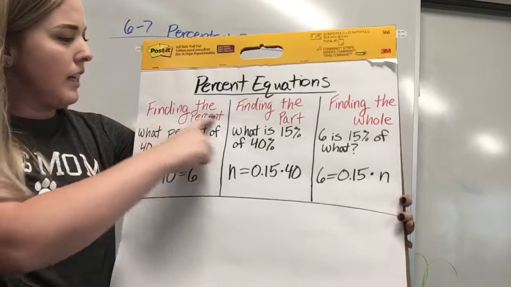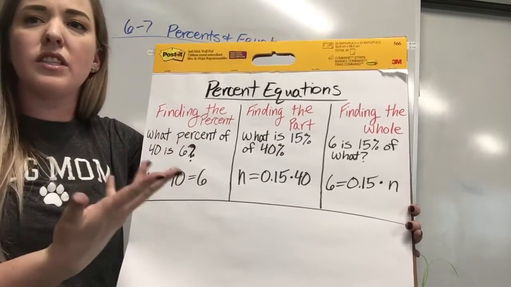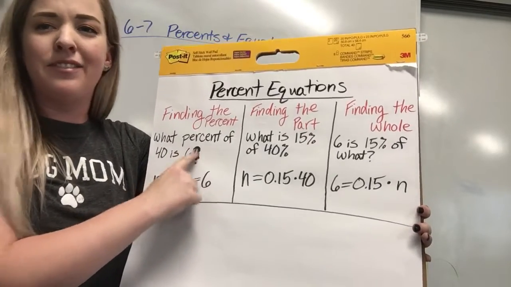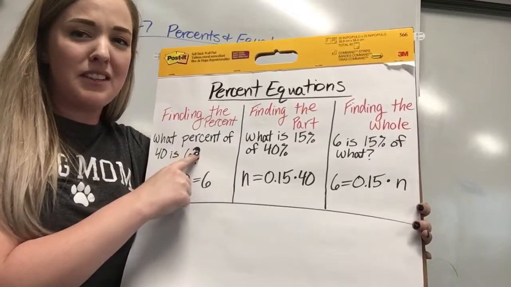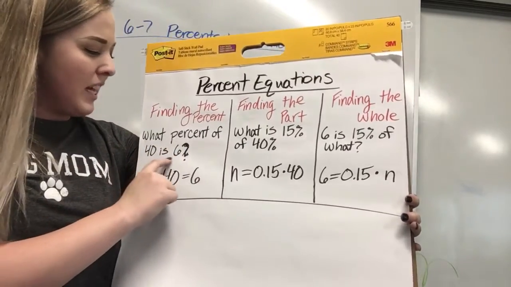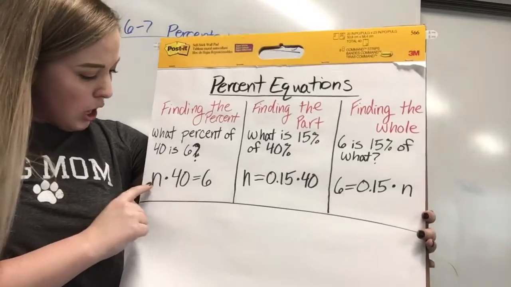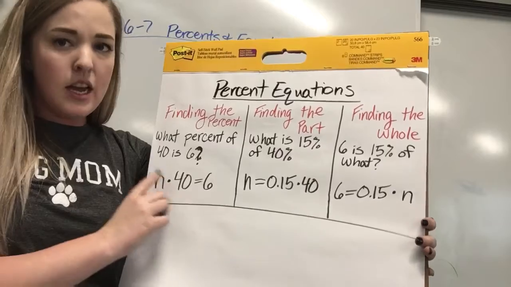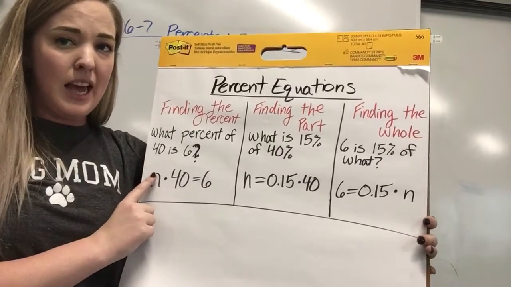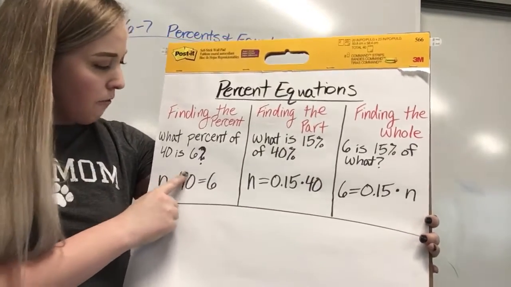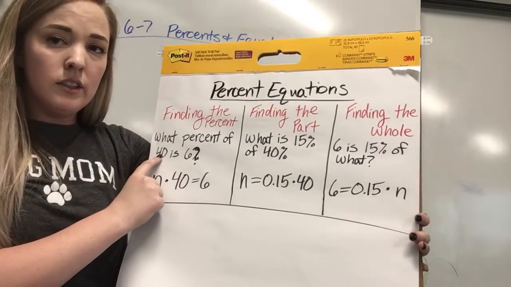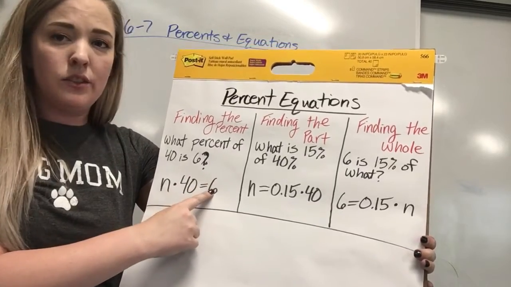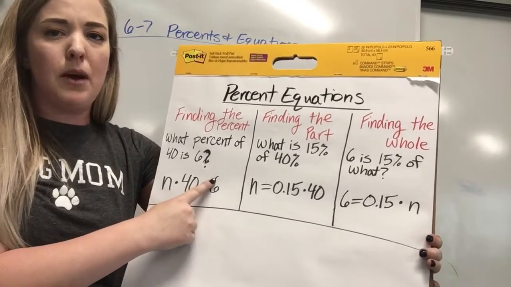So if you look at finding the percent, if you're asked a question similar to this, what percent of 40 is 6? Sorry, I made a mistake in the last section. I actually put percent instead of a question mark. But what percent of 40 is 6? Your variable is always going to be the first number. In this equation, you're always going to have n. When you're finding the percent, n is first, times 40, our whole. So it's the percent times the whole equals the part. Again, percent times the whole equals the part.